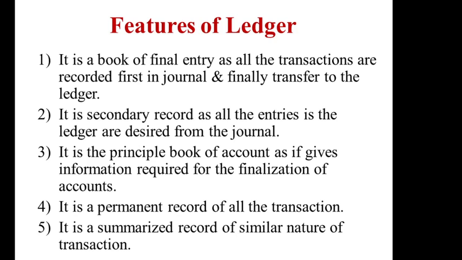Next, it is the principal book of account, as it gives information required for the finalization of accounts. For the finalization of the accounts, the information is required from the ledgers. It is a permanent record of all the transactions that take place in a business. It is a summarized record of similar nature of transactions. These are the features of the ledger.